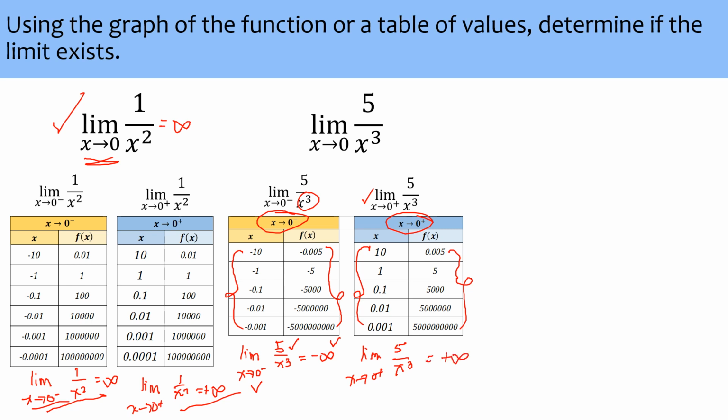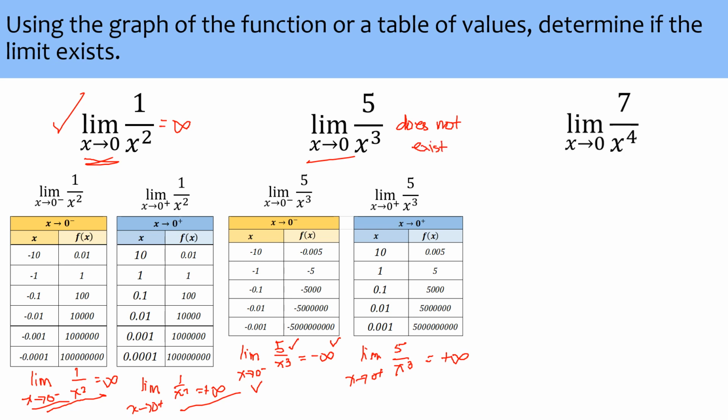Now because the left-hand limit and the right-hand limit are not equal to one another, what would that imply for the two-sided limit here? We then say that the limit does not exist. So the way we answer that is that we really write "does not exist."